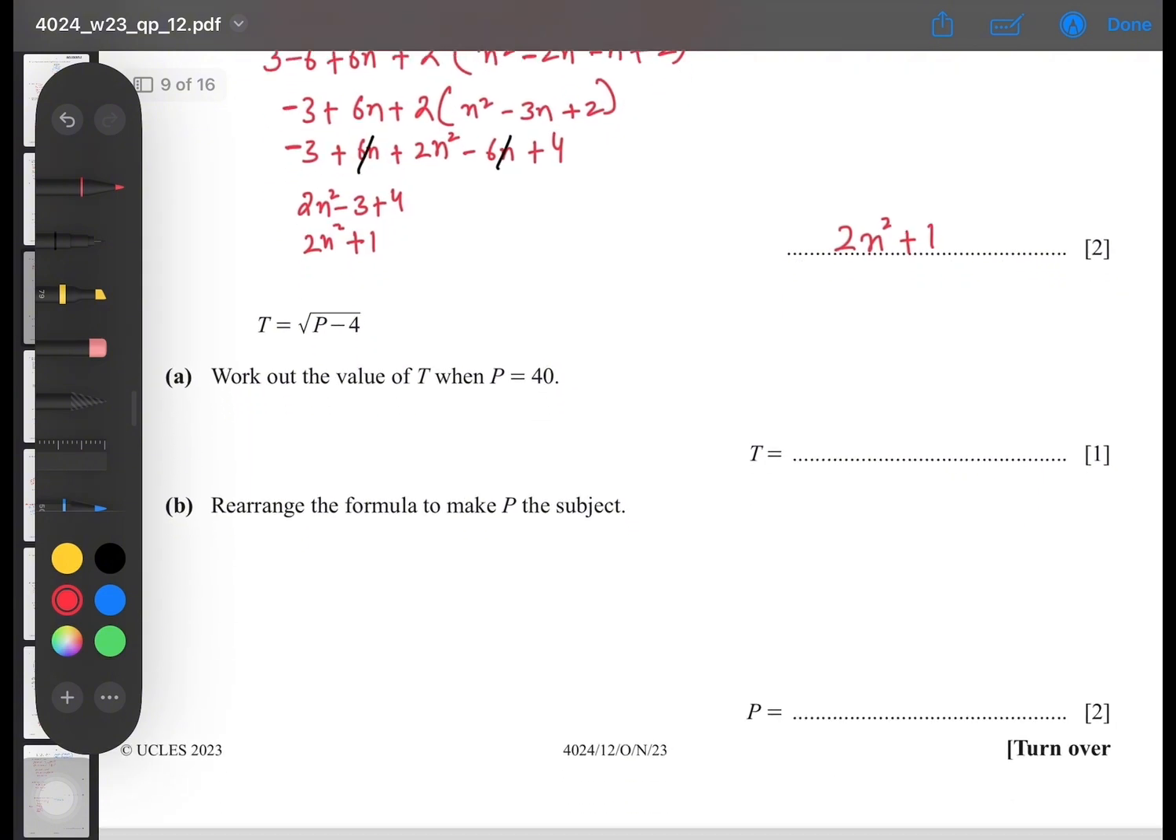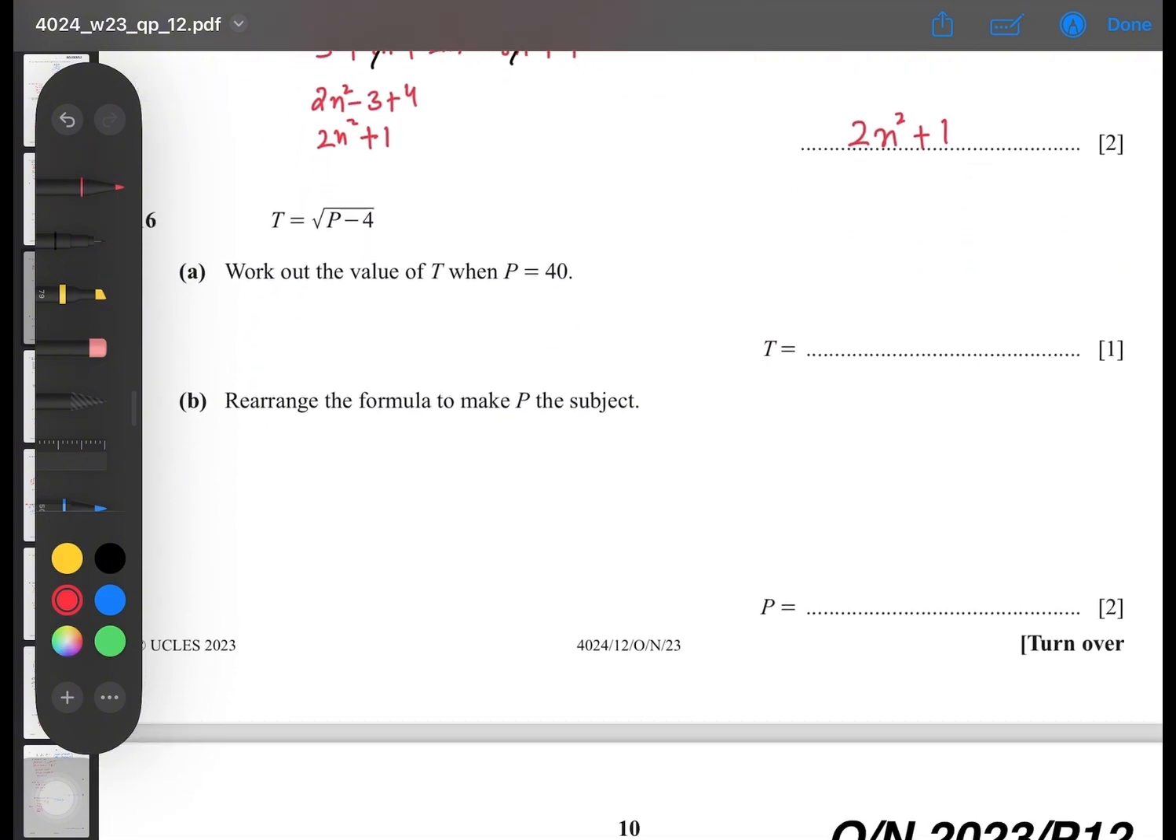Come to question number 16. Work out the value of t when p is equal to 40. So I'm going to plug in the value of p, that is t is equal to square root of 40 minus 4, and t is equal to square root of 36. After solving the square root, I'll get t is equal to 6. So the answer is 6.